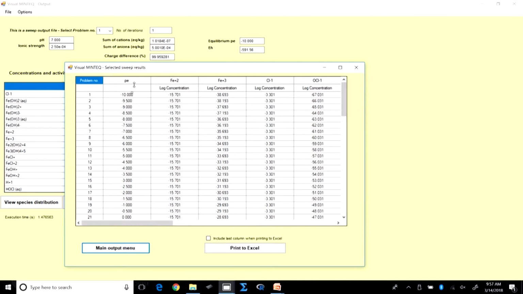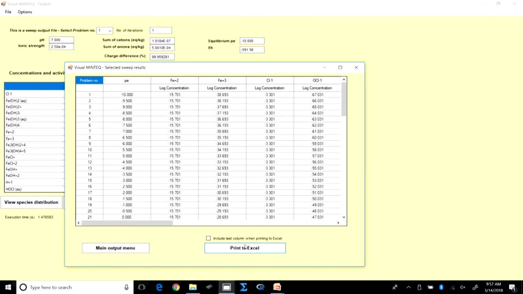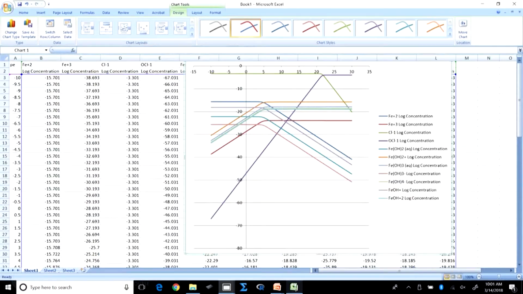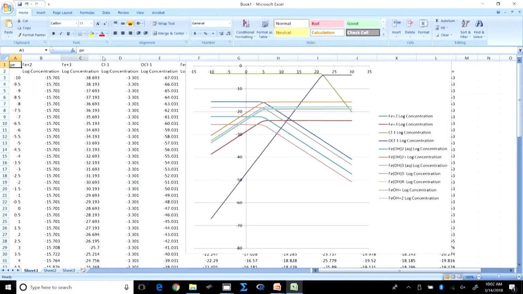So from PE of minus 10 to 30, which is what we were looking for. But looking at the tabular information in the form of a table, it's difficult to understand what's happening. So we need to print the data to Excel. And here we have the relevant columns, PE and the various species. For efficient time management, I already have the graph here.